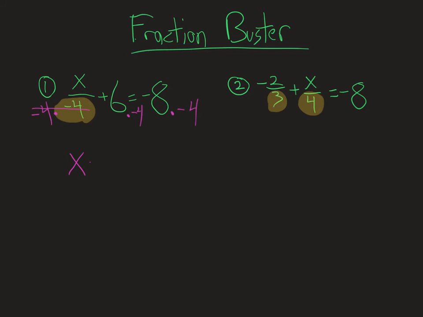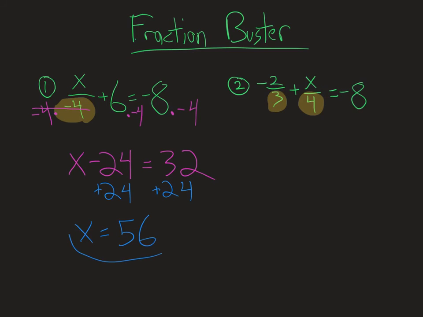So we've got 6 times the negative 4, negative 8 times the negative 4, positive 32. And now it's a really easy one step. 56, there you go. Okay, second one with 2 rounds of fraction busting. Let's do that. Round 1, I'm going to go with a 4.